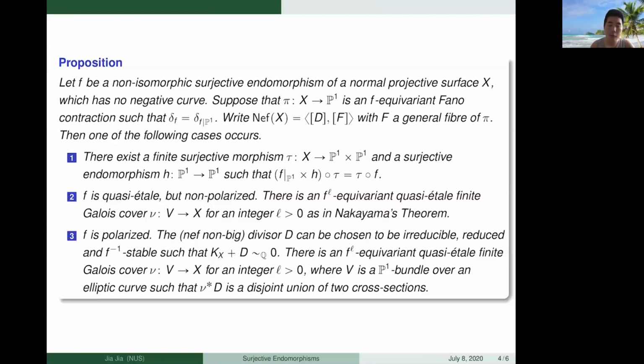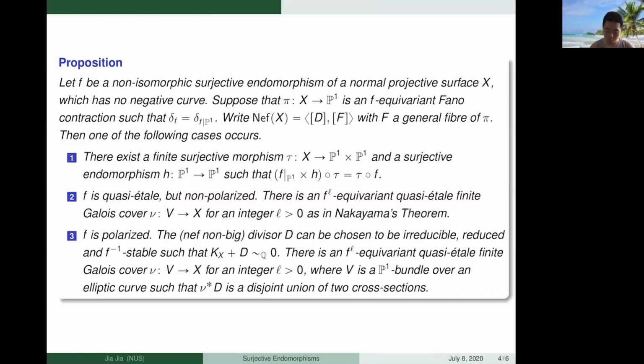Since F is quasi-étale, we can again apply Nakayama's theorem. There is a lifting via a quasi-étale Galois cover. The last case is F is polarized. So in this case, we can show this divisor D is nef but not big. And we can choose this D to be irreducible, reduced and F inverse stable, such that KX plus D is Q-linearly equal to 0.